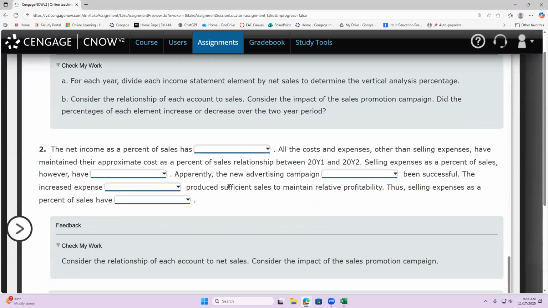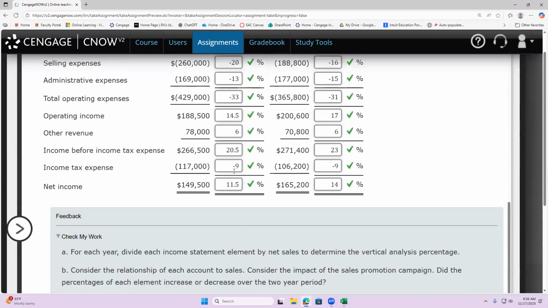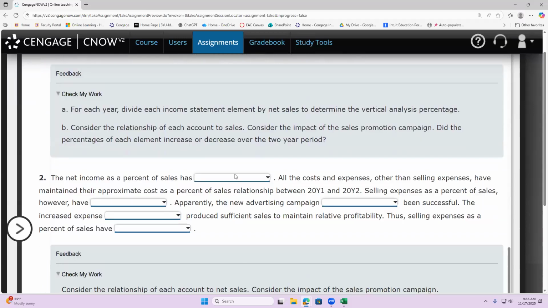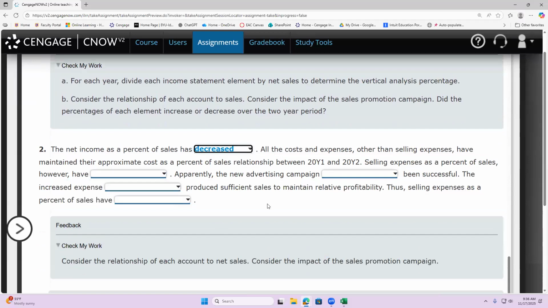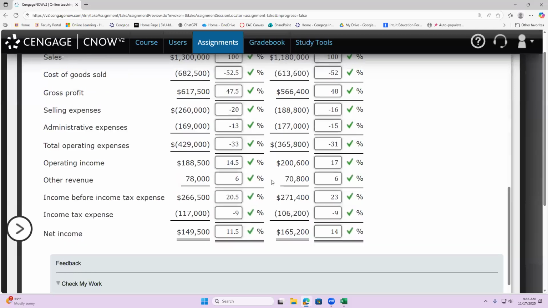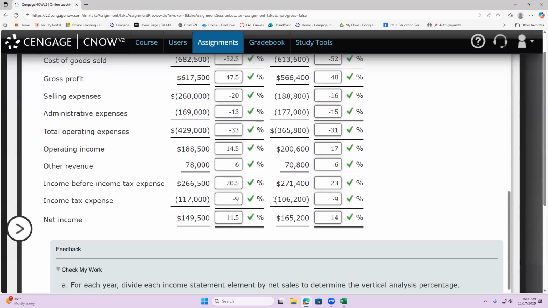All right. So the net income as a percent of sales has blank. It's decreased, right? Even though the net income overall is also decreased. All the costs and expenses other than selling expenses have maintained their approximate cost as a percent of sales relationship between 2021 and 2022. Selling expenses at a percent of sales, however, have blank increased. I just mentioned that. They went from 16% up to 20%.